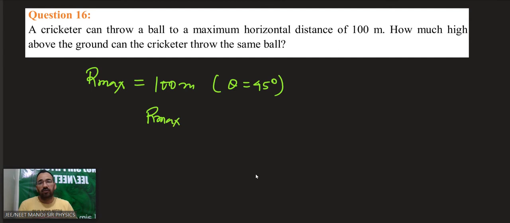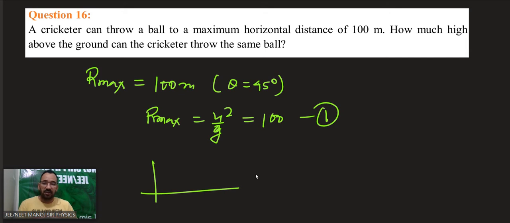So we know the formula of R maximum in projectile, that is u square upon g simply. Okay, so what is R maximum? That is 100. I will put equation 1. R maximum is 100, which is equal to u square upon g. Suppose that you have thrown the object with some initial velocity at an angle of 45 degrees. Obviously, it will follow the path like that. This is called horizontal range, which is given as 100 meters here.